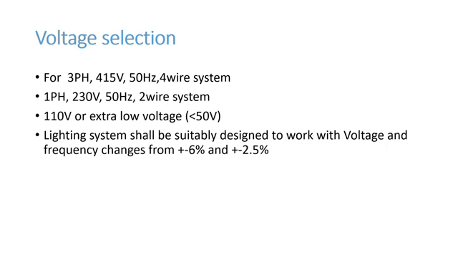Then voltage selection. Suppose you are selecting the lamp for a 3-phase or single phase system, or even a 110 volt or low voltage system, the selected lamp should work with the voltage variation in the plant or house and the frequency variation. As per the standard, the lamp should support voltage variation of plus or minus 6% and frequency variation of plus or minus 2.5%.